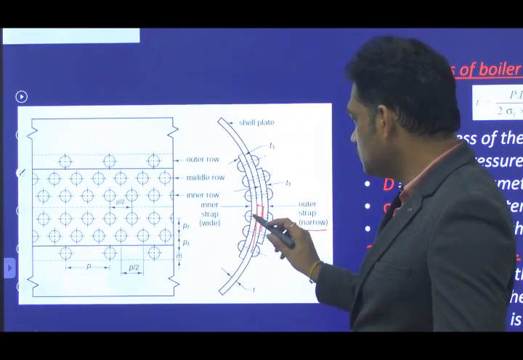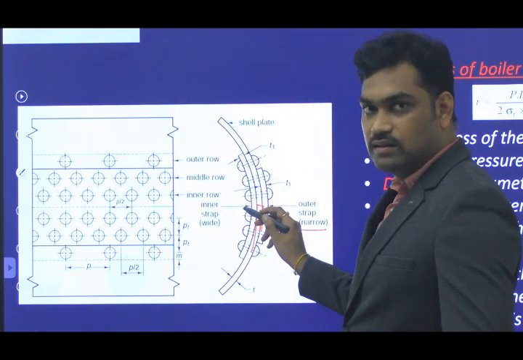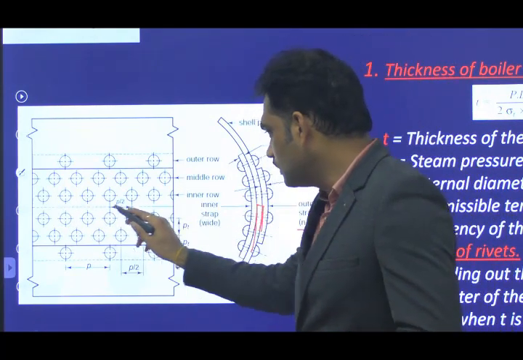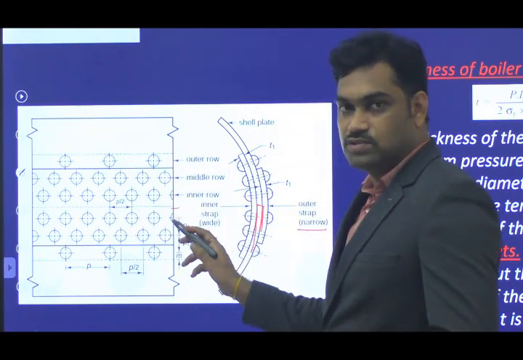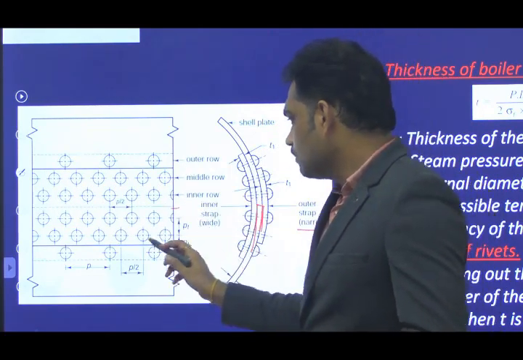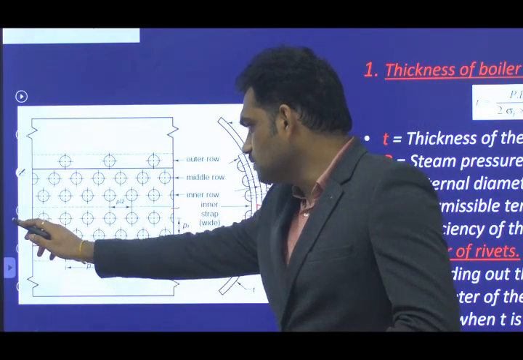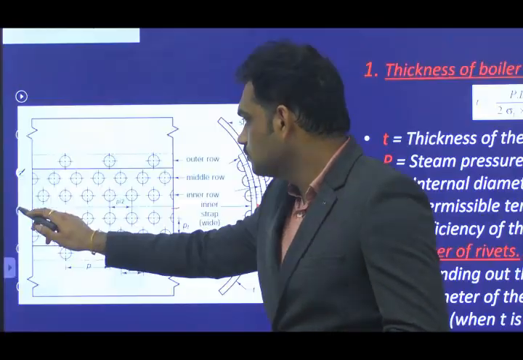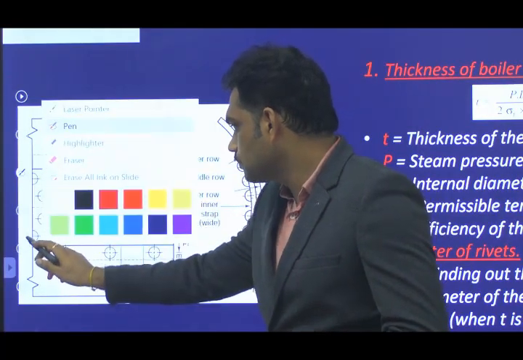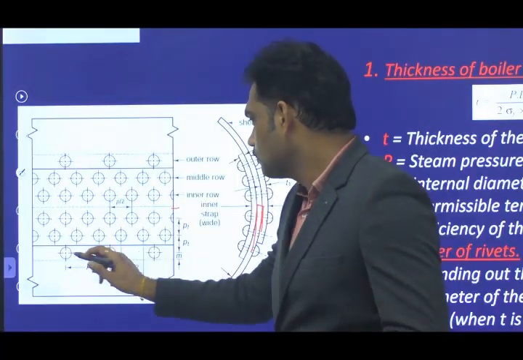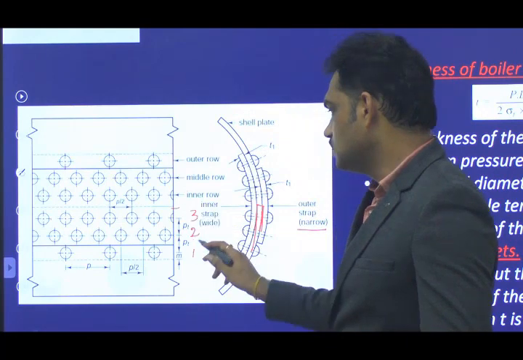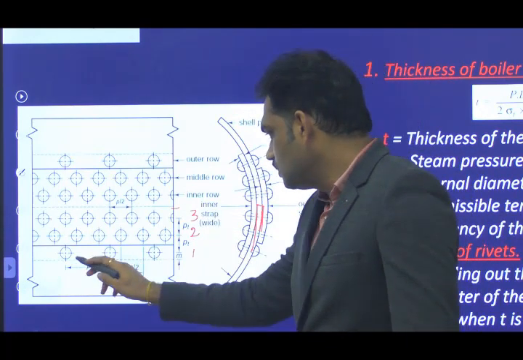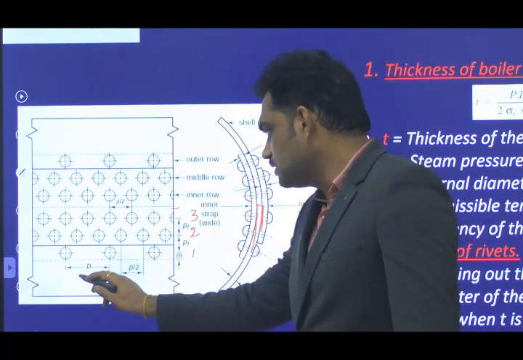You can observe 3 rows of rivets in each plate. This is plate one, that is one end of the sheet, and this is the other end of the sheet. The dotted line indicates one side of the sheet, and on the other side you can observe another sheet. Here you can observe 3 rows of rivets: row 1, row 2, and row 3.